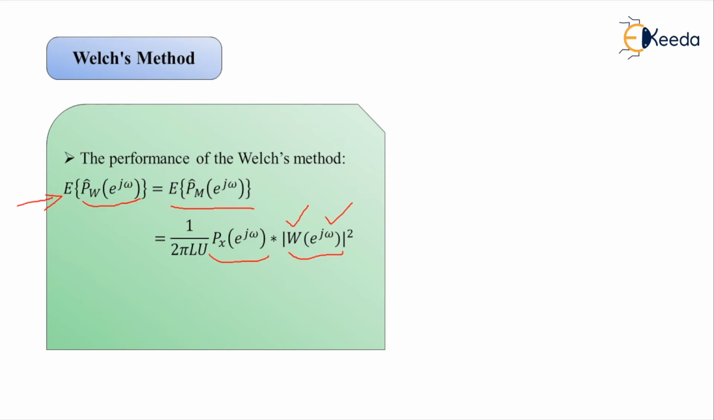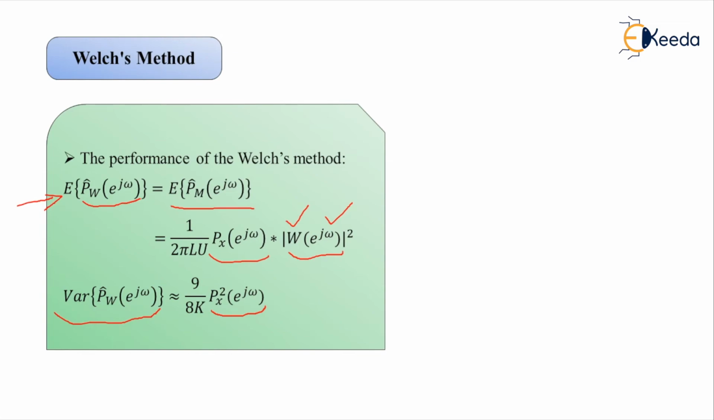If we take the case of the Bartlett window and consider the 50% overlapping, the variance can be approximated with the value here. We have represented the variance of the Welch power spectrum estimate approximated to 9 by 8 times 1 upon K in multiplication to the square of the power spectral density Px as a function of e to the power jω.